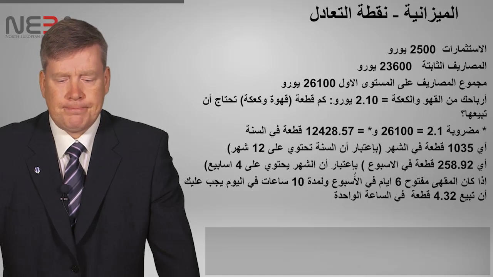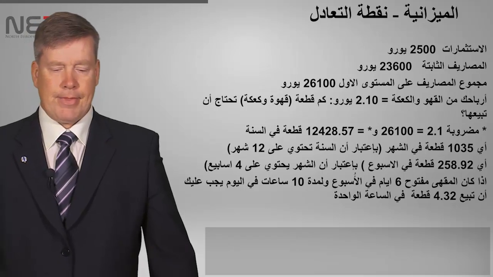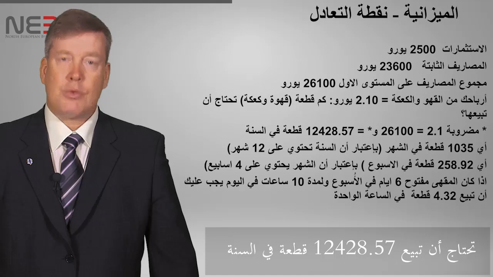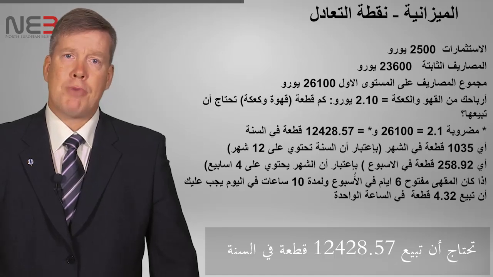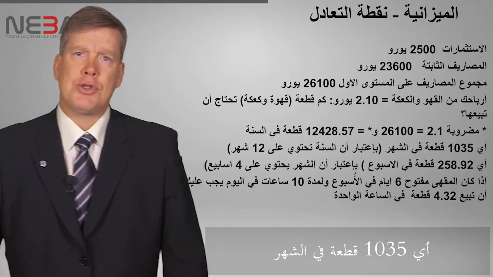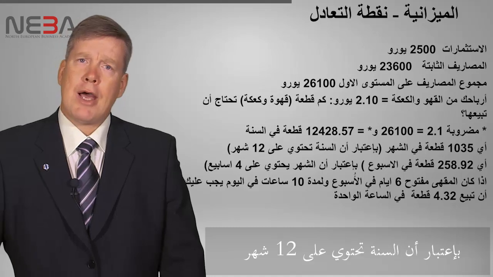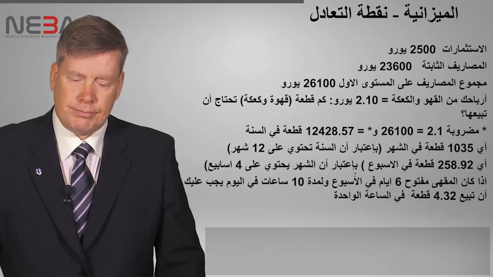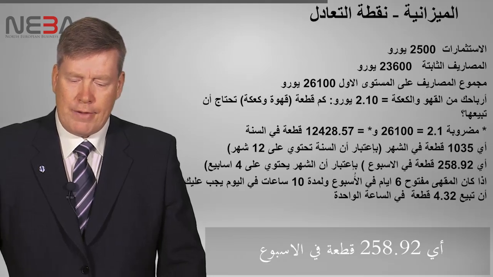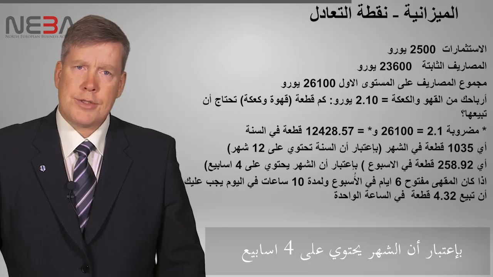26,100? We calculate it, and as you can see, it gives us 12,428.57 units per year. That means 1,035.71 units per month. And we have used 12 months in the year, so no holidays in this calculation. 258.92 units per week, and we have used 4 weeks in a month.